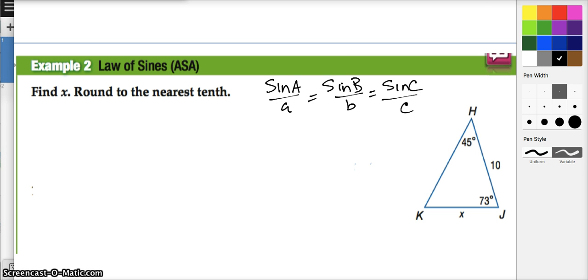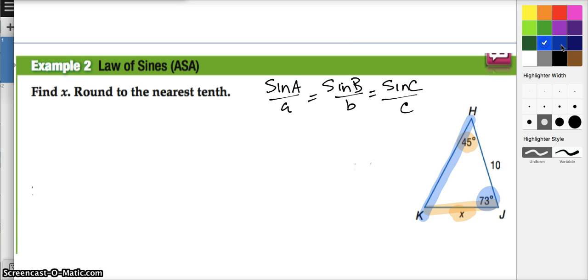And now what I'm going to do is just highlight to help myself understand what I've got, okay? So they want us to find x. What is opposite side x? Angle 45. I've got angle 73, where this is opposite that, and then I have an angle I don't know, where 10 is opposite that. And you remember, use what you got to get what you want.